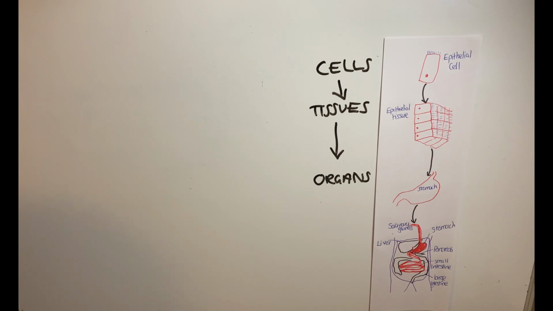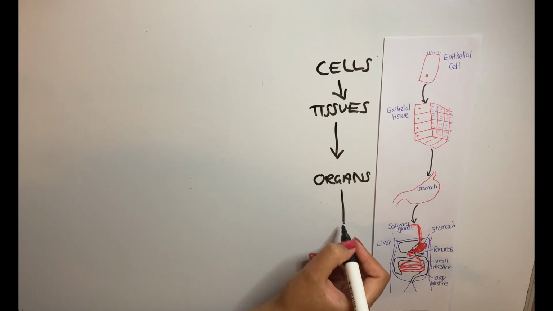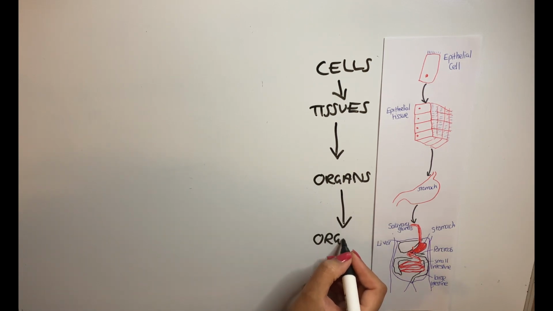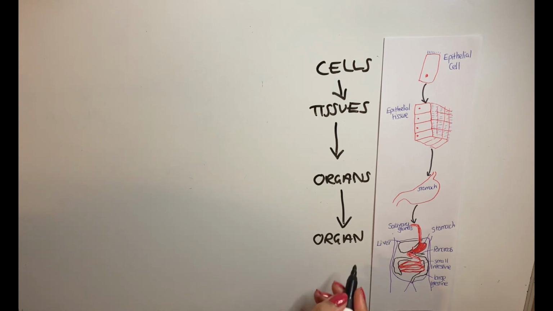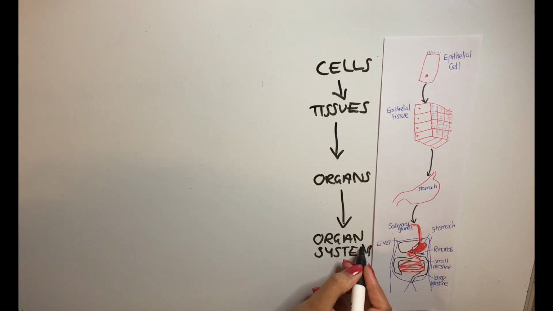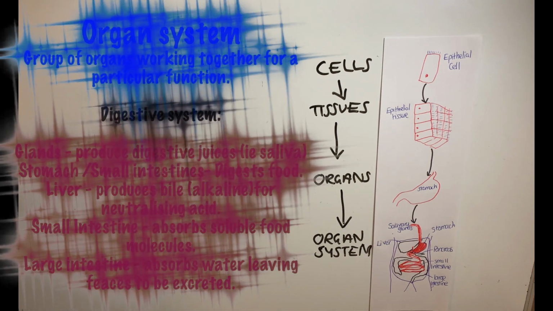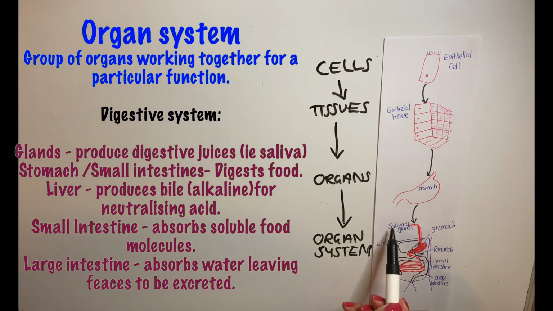Then the organs will be organised into organ systems. And our example here is the organs coming together in the digestive system. So in the digestive system, the organs which we have are the salivary glands here, and they produce some digestive juices. We have the stomach, so we go down here into the stomach, and the stomach and the small intestines, which is this inside part here, will digest the food.